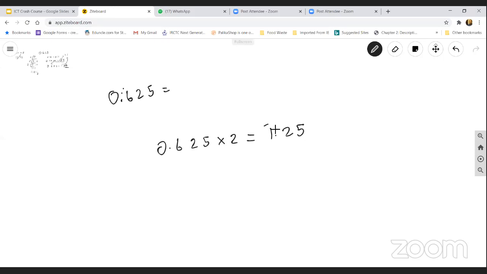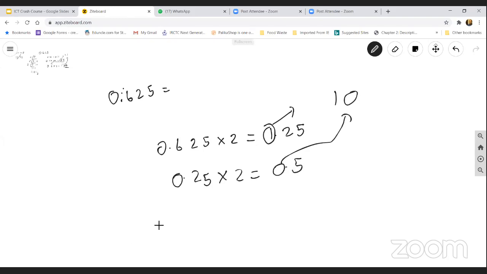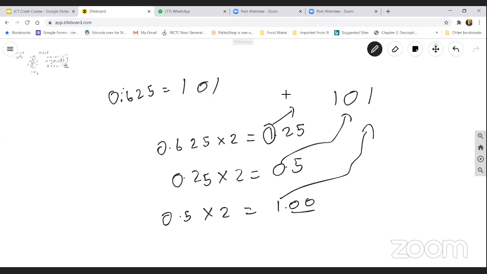So we have to take the value after the point. We take this 1 here. Then it becomes 0.25, into 2, it becomes 0.5. We take the 0 here. Again 0.5 into 2 is 1.00. If this point part becomes 0, the process is ended. So we write 1. So 101 is the value. Clear?